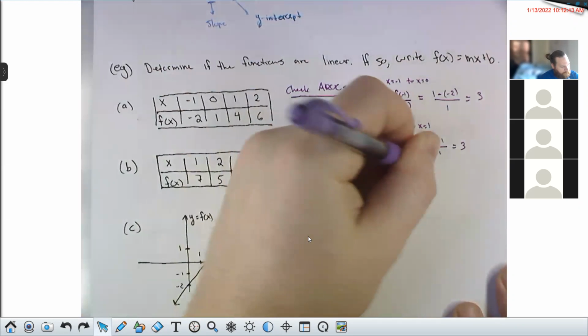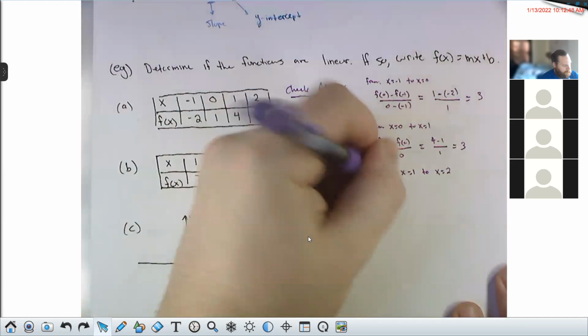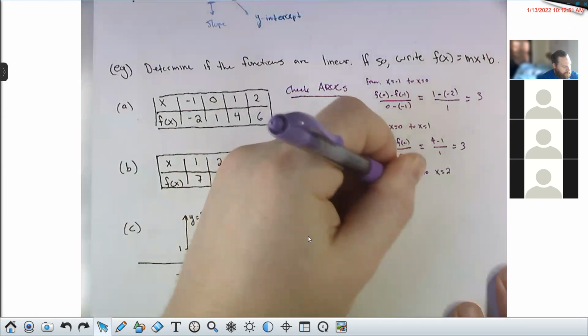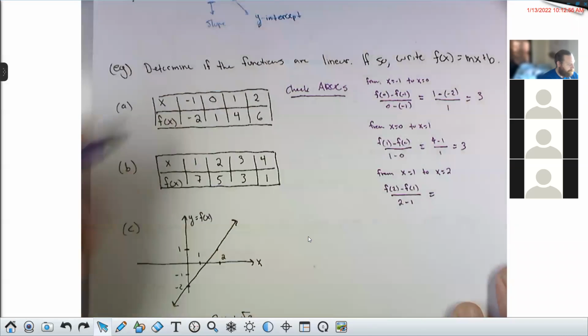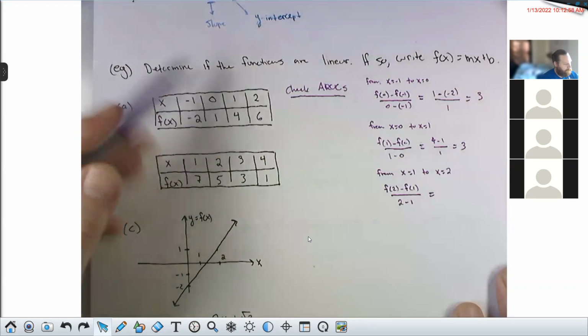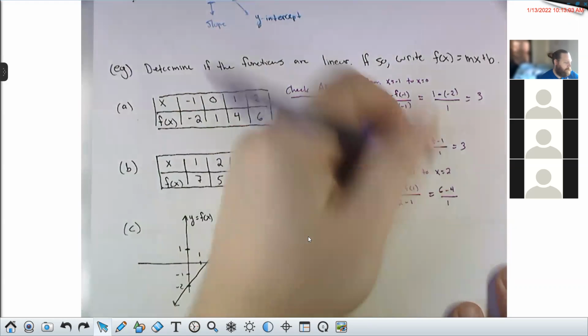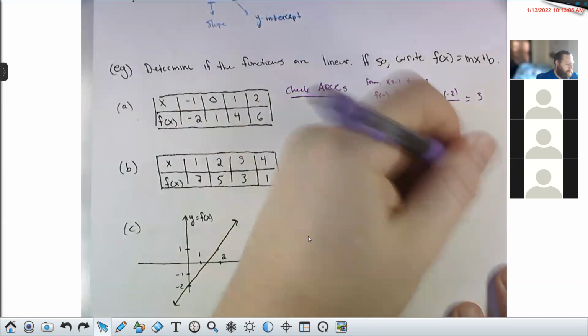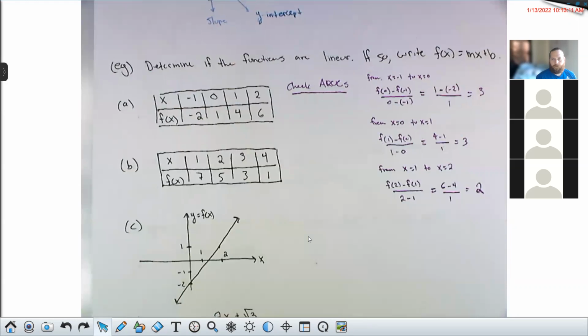From x equals 1 to x equals 2, we have f of 2 minus f of 1 over 2 minus 1. F of 2 is 6, f of 1 is 4. 6 minus 4 over 2 minus 1, which is 1. 6 minus 4 is 2. All right, so is the function described in part A linear or not? Good.